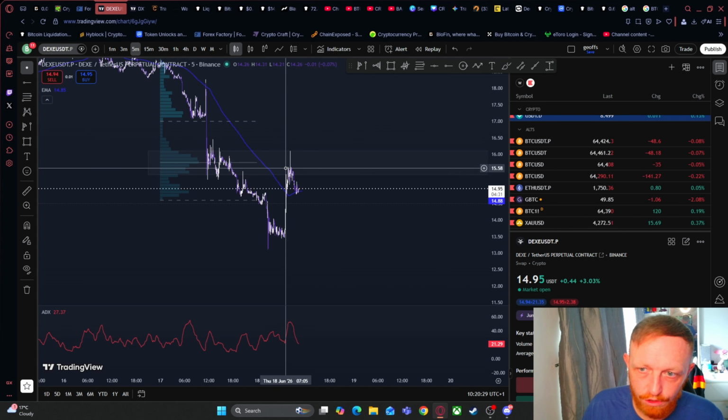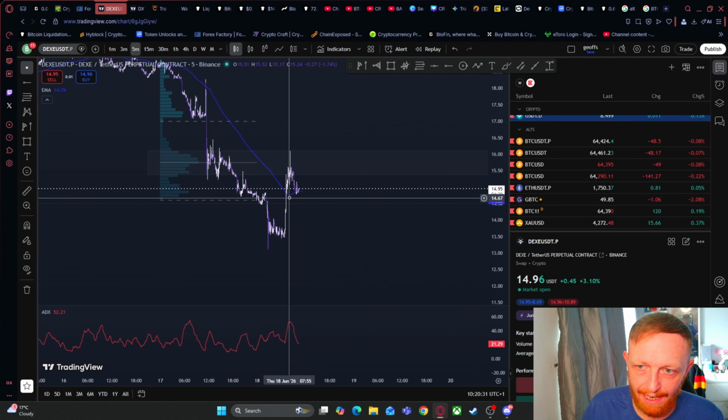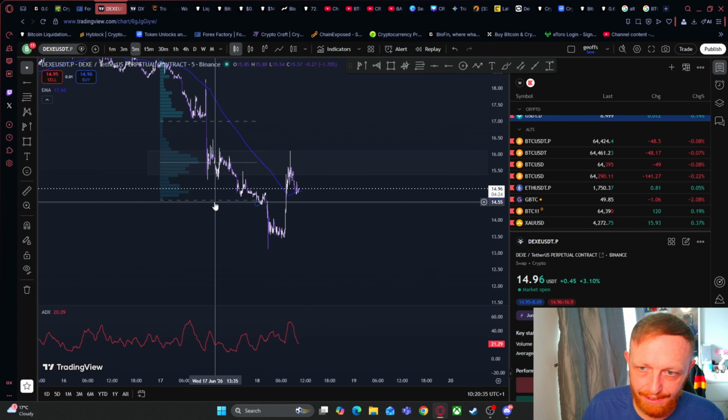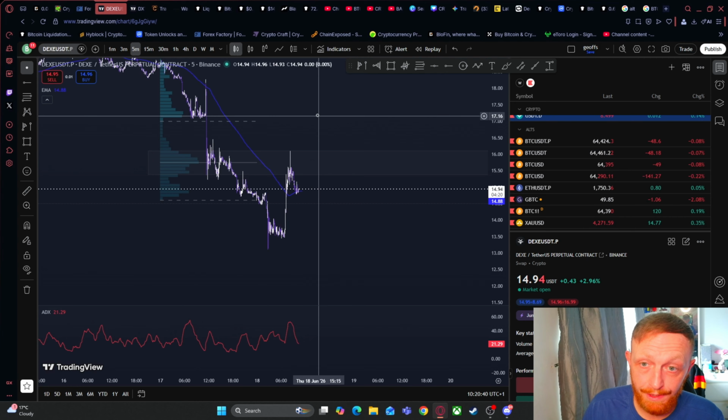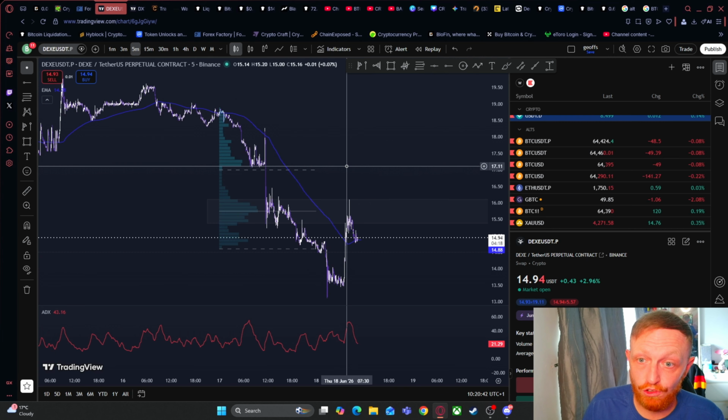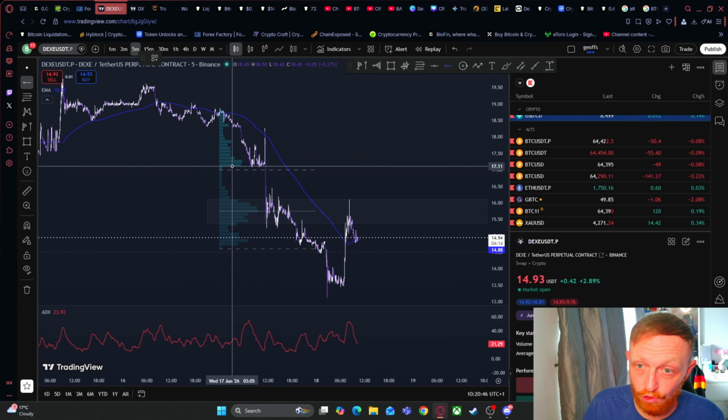The only downfall to this now is that EMA, because that EMA at yesterday's value area low is now pointing up. So we do have a potential to fill the gap back towards this zone here.